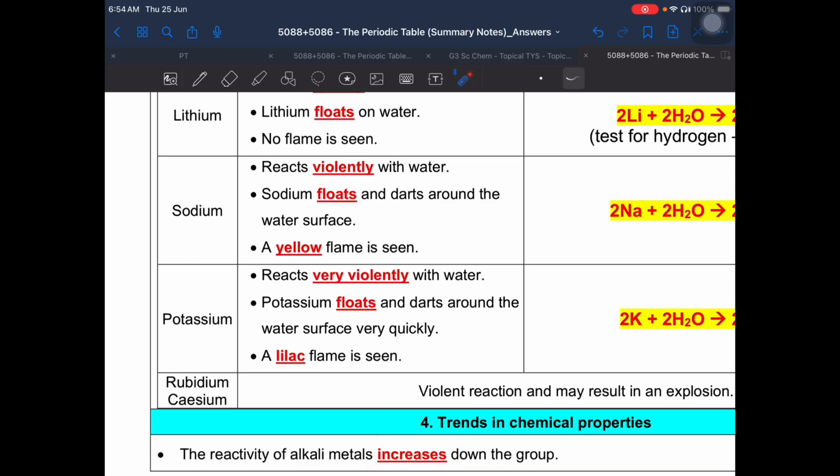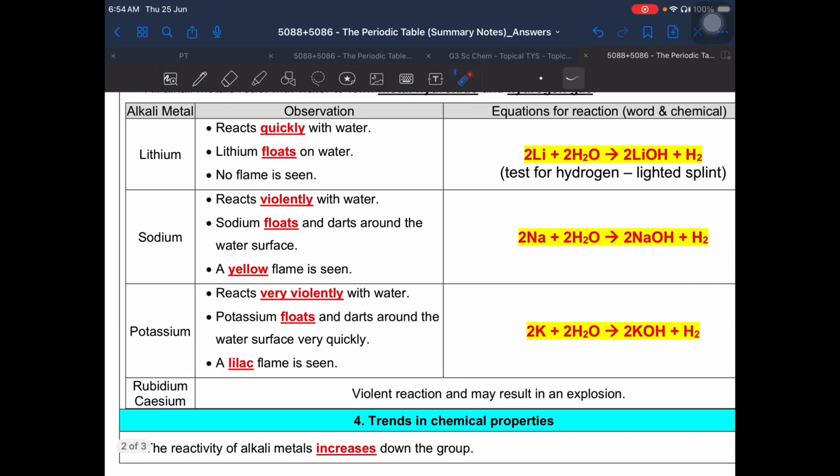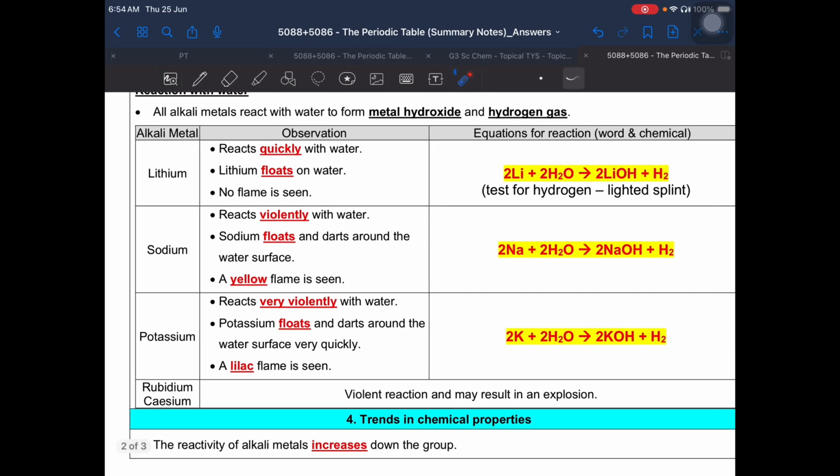Okay, so what are we saying over here? We're saying that group 1 metals are so reactive that whenever you place them with water, they can form metal hydroxide and hydrogen gas. And what is more important is that the trend shows an increase in reactivity. Okay, and the second column over here reflects the equation that we're looking at.